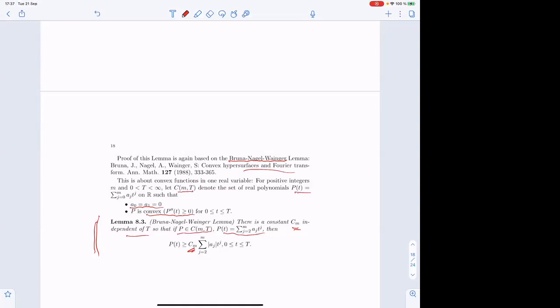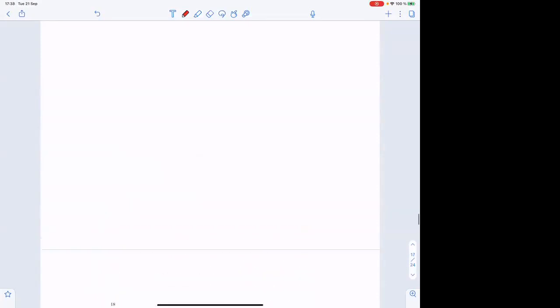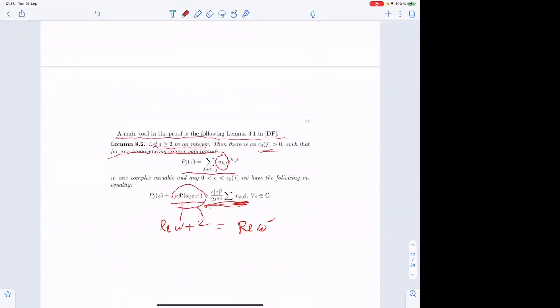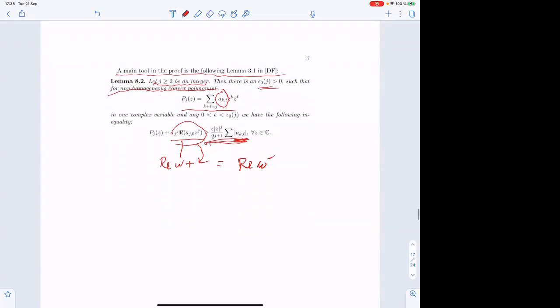Then P of t is larger than what you get by putting the absolute value of the coordinates. So here you have the coefficients. The a_j could be positive or negative, but here they appear only with absolute value. And this is the lemma in one real variable, and we took advantage of that to be able to prove this for convex polynomials, which then would be convex on all real lines through zero, of course. So we can apply the lemma in all real directions, and then somehow put it together.